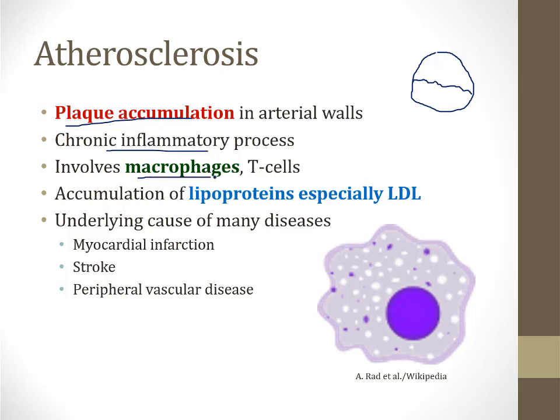It involves macrophages especially, but also T cells. It also involves the accumulation of lipoproteins in the wall of the blood vessel, especially LDL. LDL is the so-called bad lipoprotein, and that's because it's associated with atherosclerosis. And atherosclerosis is the underlying cause of many, many common diseases. In my field, it causes myocardial infarction and stable angina. It can lead to stroke. It can also lead to peripheral vascular disease.